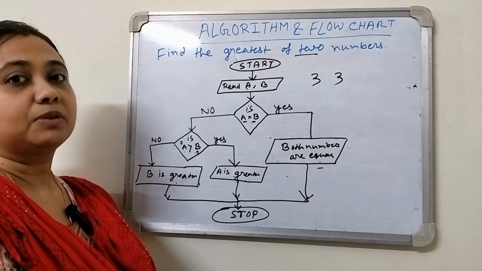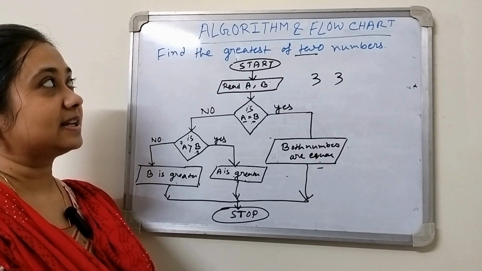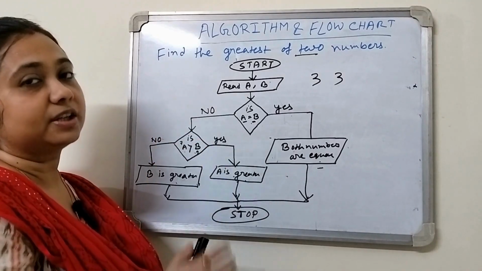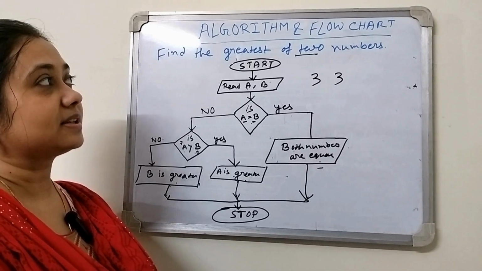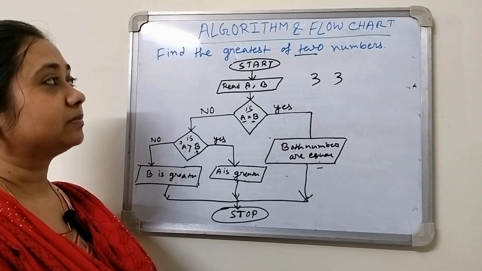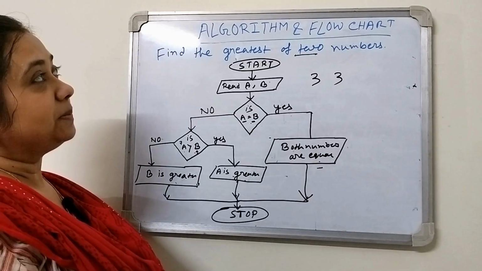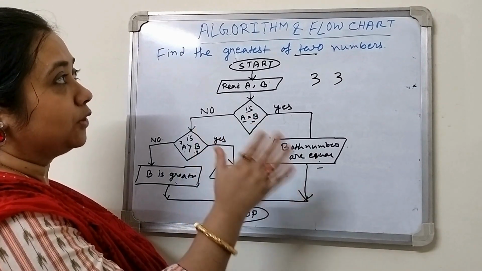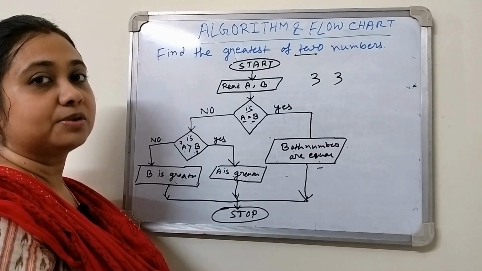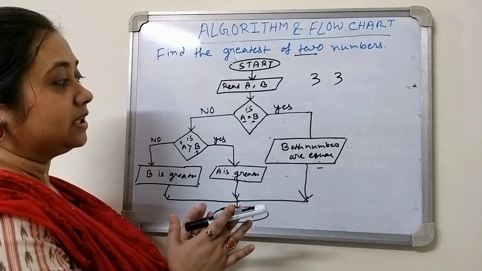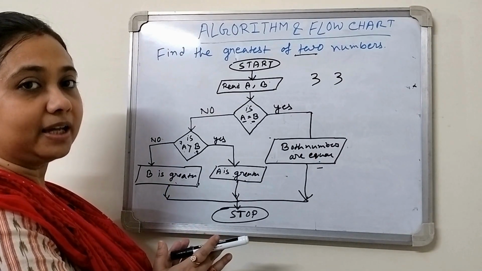And if we ask what is the difference between the algorithm and the flow chart, at first, an algorithm is written in simple English language, and the flow chart is a diagrammatical representation of an algorithm. Next, the algorithm is precise, but the flow chart is elaborate, using steps and symbols. In the flow chart we use different types of shapes, but in the algorithm we don't use any shapes, just English language.